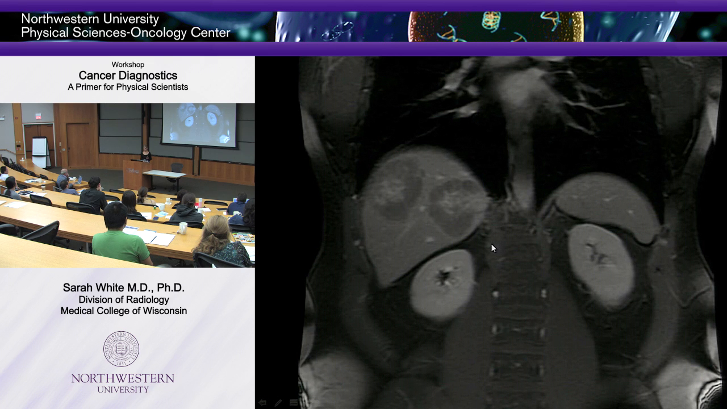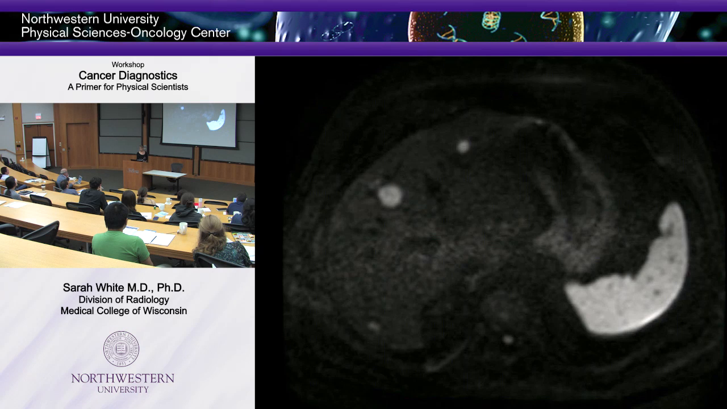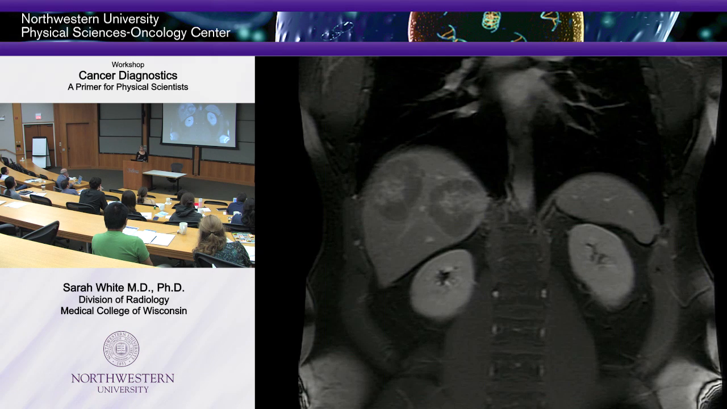So does anyone see anything that looks abnormal in the liver? Yeah, right, there's two big things there. So what are those? Those are what we biopsied. Okay, that's his cancer that's now in the liver. So I can go after that and treat that. So how do I do that? What we talked about before.